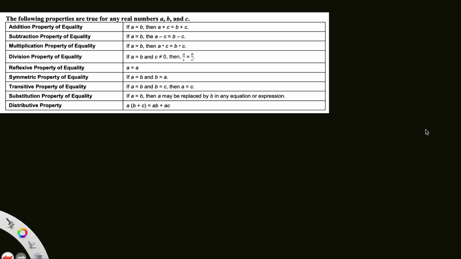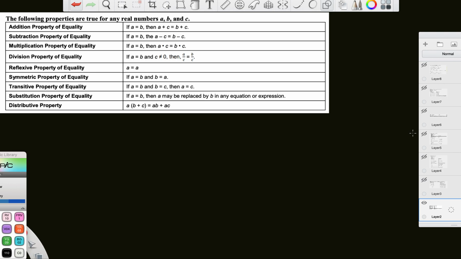Hello, geometry guys. Here's the next section: algebraic proofs. These are so much easier than writing paragraphs. I will go back and we'll do one or two writing paragraphs and looking at postulates. But I want to move on and talk about properties of equality.